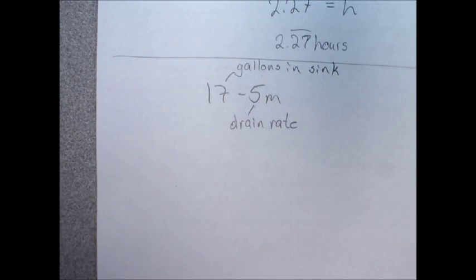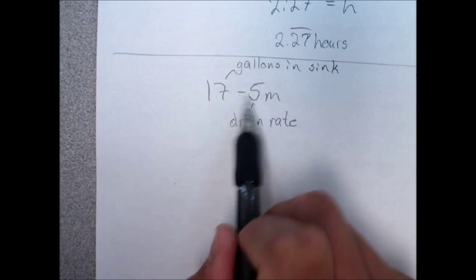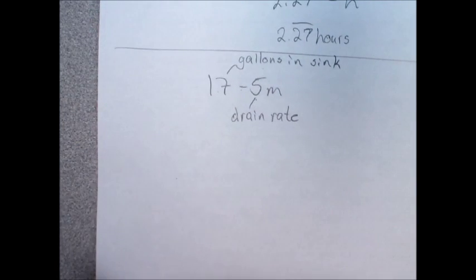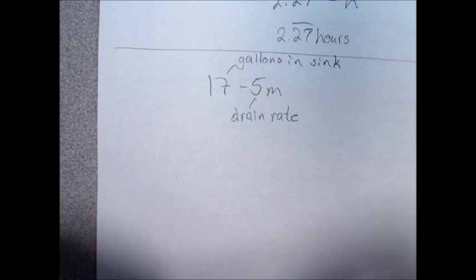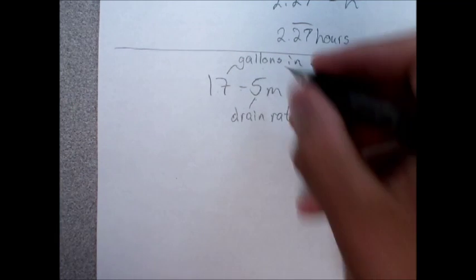So we've established what each piece of this means. This is the initial amount of gallons in the sink. This is the drain rate because it's negative, it's coming out. And m stands for the number of minutes that it has been draining, right? So we've interpreted each of the parts. Now, let's decide how much time it's going to take to get this thing all drained out. So, I want to make it equals here.